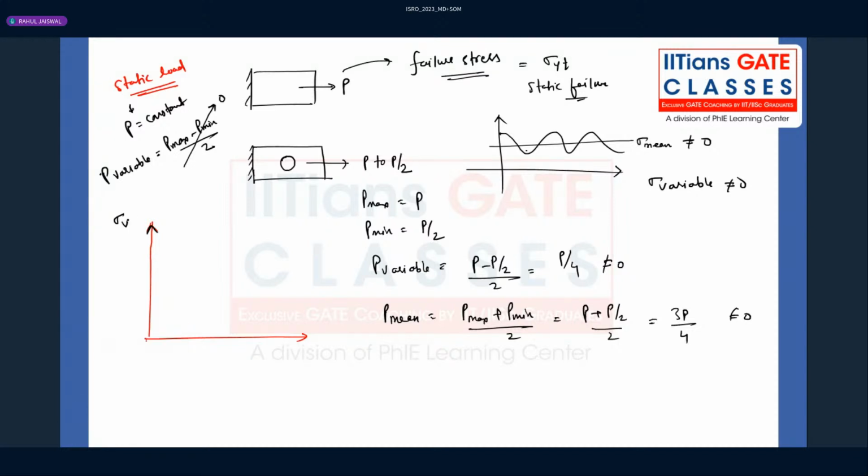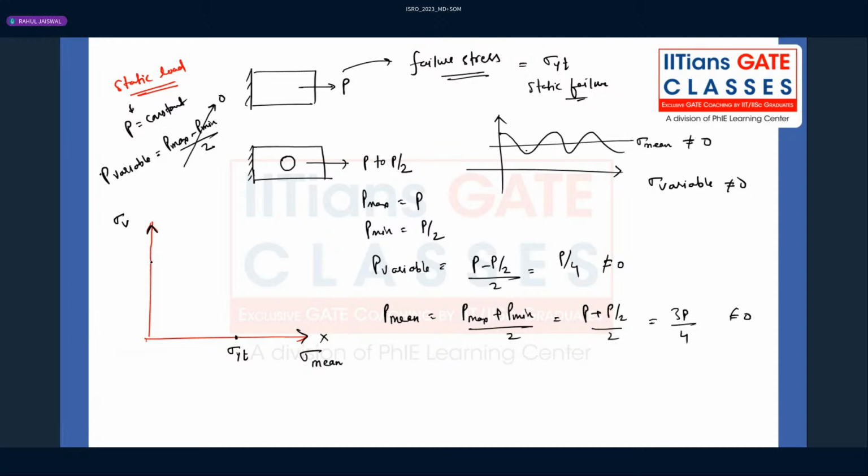On the y-axis we are taking variable stress. On the x-axis we are taking mean stress. On the x-axis, variable stress is 0. When the variable stress is 0, the failure stress is the yield strength. For example, if I'm considering a ductile material, then on the x-axis I'm plotting mean stress. The failure one will be yield strength.